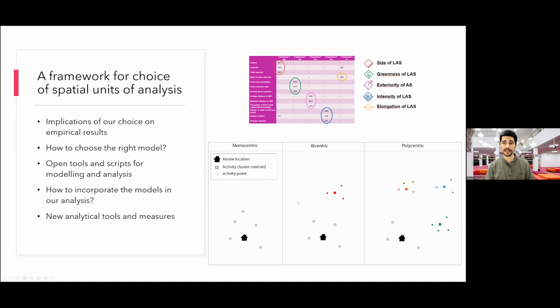We also developed an index called the polycentricity index, which is a simple clustering analysis showing whether the person's activities are all clustered around the person's home, or they're bicentric or polycentric.